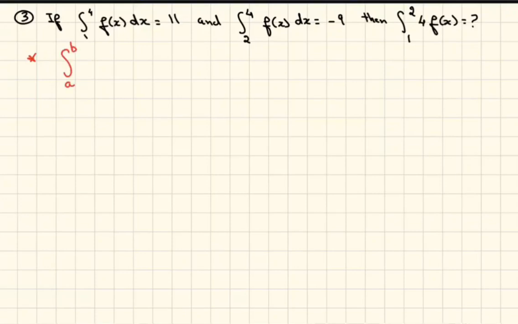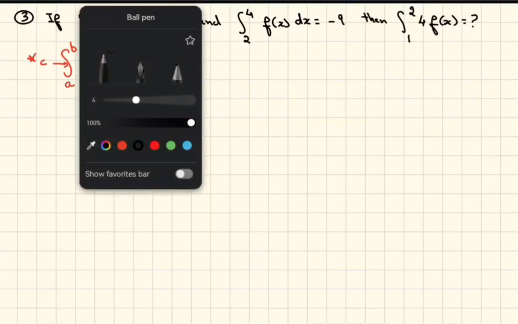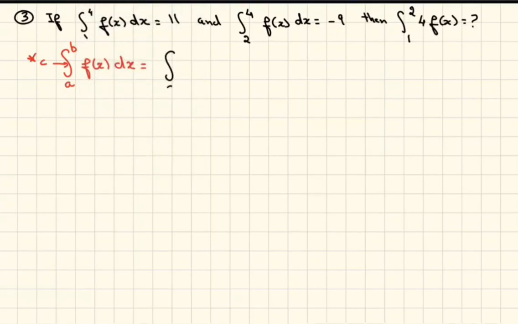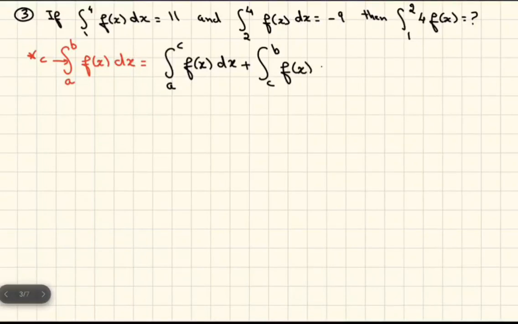if you have integral from a to b of f of x dx, and you choose a number between a and b. So let c be a number between a and b. Then you are allowed to do the following. You can do integral from a to c first. You stop at c. Then you continue from c to b on a separate integral. And this is actually very helpful.